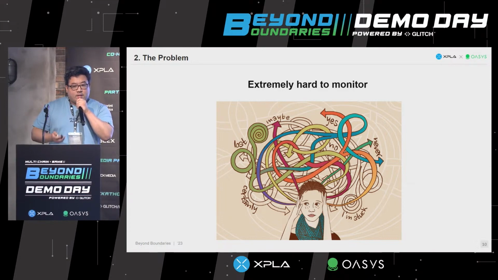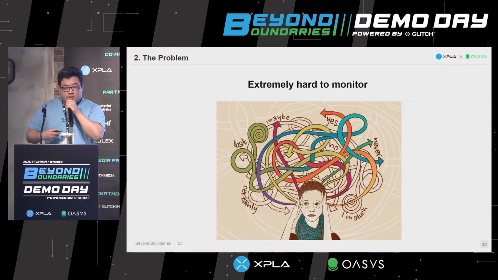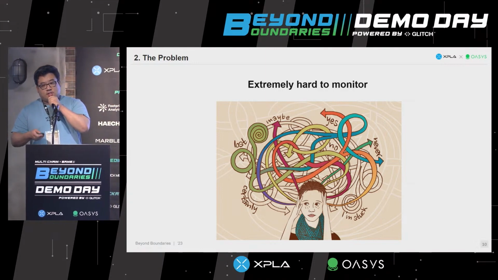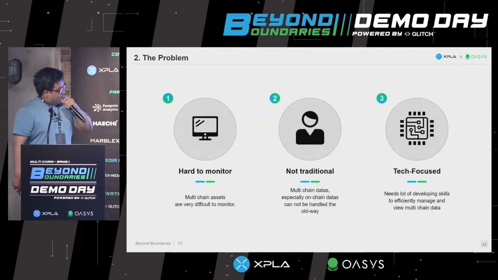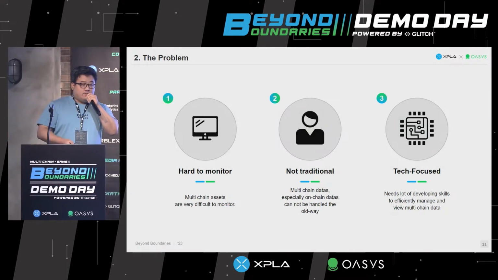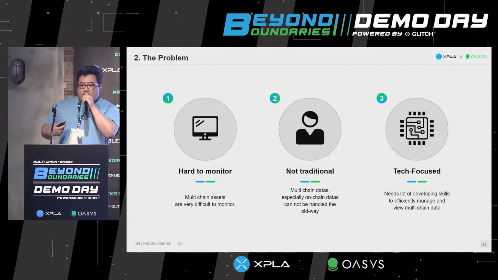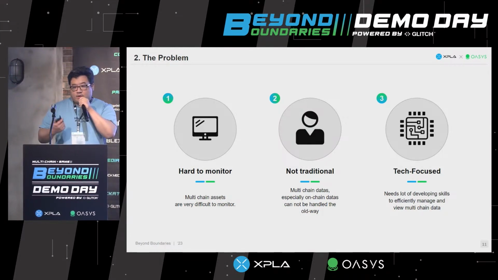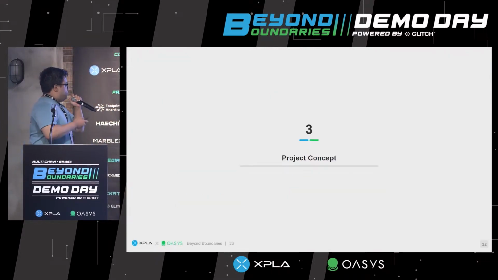Aggregating the user data, but in the real game ecosystem, not only developers see and aggregate the user data, non-developers also want to see the data. So that becomes a major problem. It is tech-focused, so non-developers are having a hard time to see multi-chain user data, and it's not traditional. The traditional game system, like using MySQL or MariaDB database, is kind of different because multi-chain data is on the blockchain, not in the traditional database system.